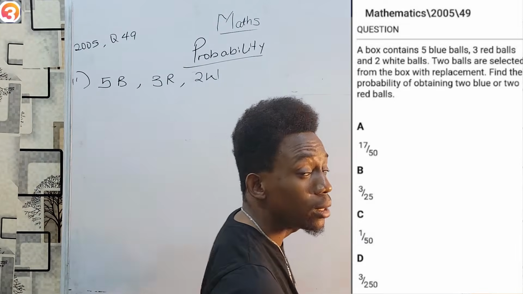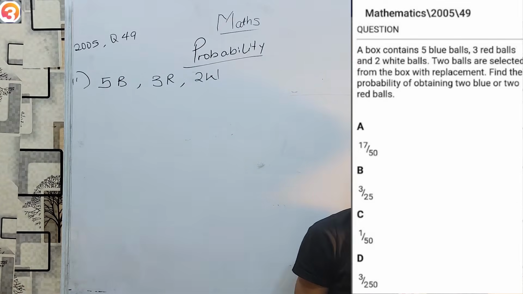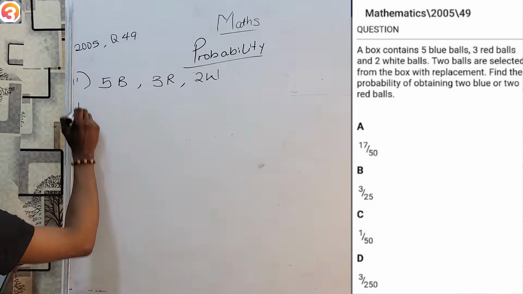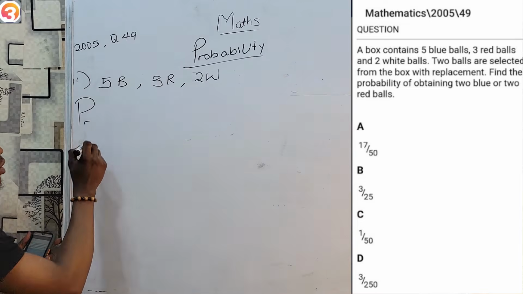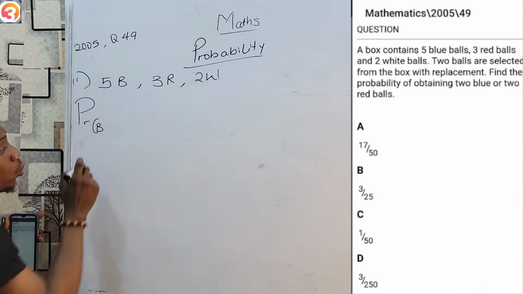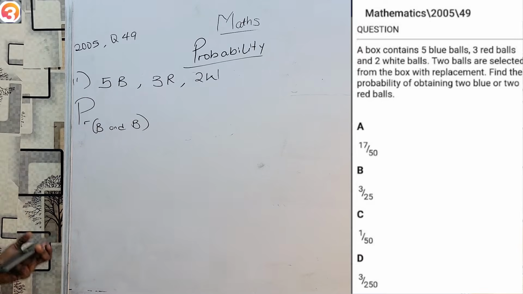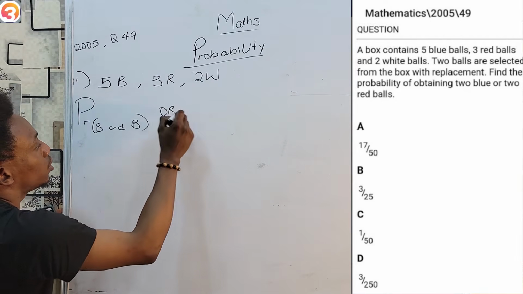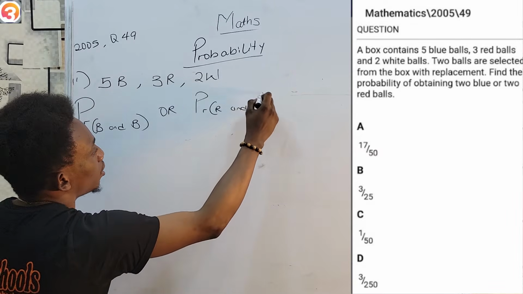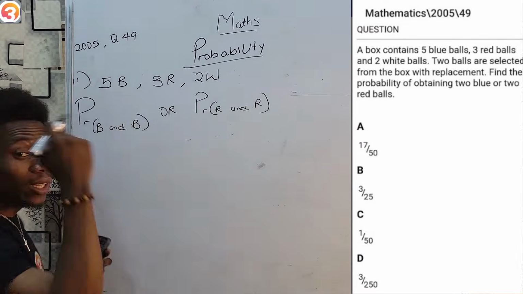So if I'm picking 2 balls and replacing every time I pick, what's the probability that I either get 2 balls and they are both blue, or 2 balls and they are both red? So let's analyze. The probability we are looking for is the probability of picking a blue ball and another blue ball, or the probability of picking a red ball and another red ball. Now remember, we said and is times, or is plus.